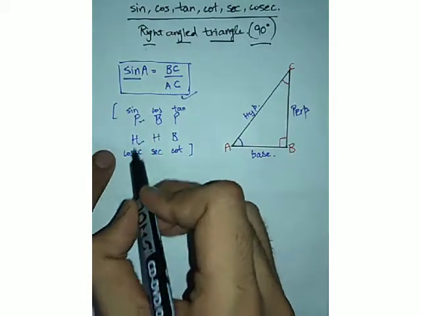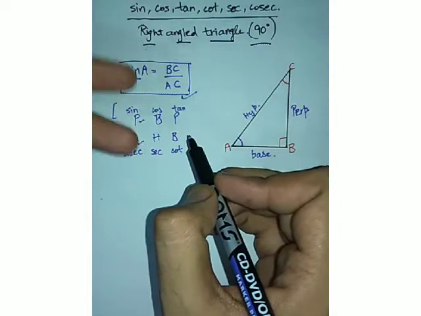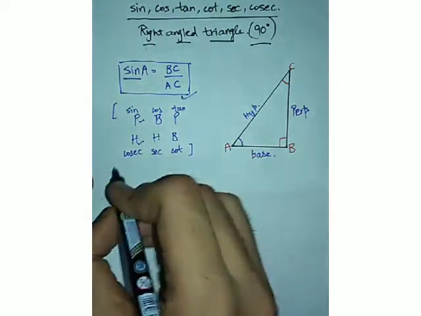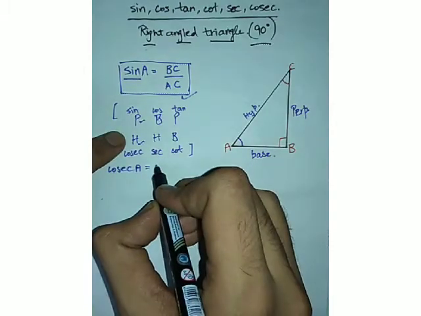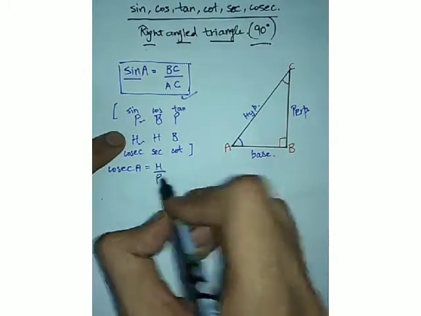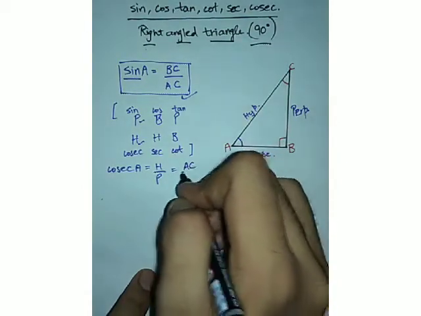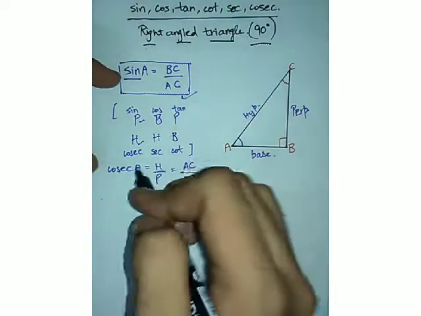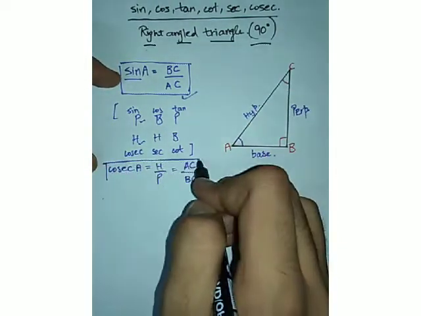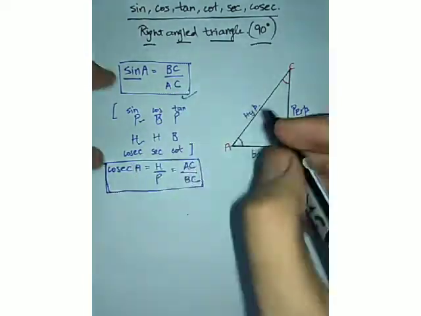Now you can see that cosecant is opposite to sine. It means the value will be reciprocated. So cosecant A will be equal to H upon P. What is H? That is hypotenuse, that is AC. What is P? That is perpendicular, that is BC. So you can clearly see that the value of cosecant A is the reciprocal of the value of sine A.